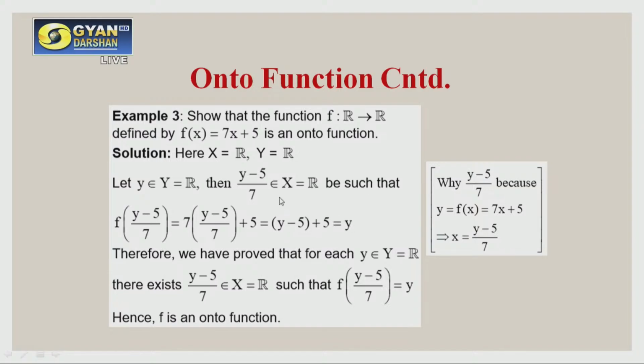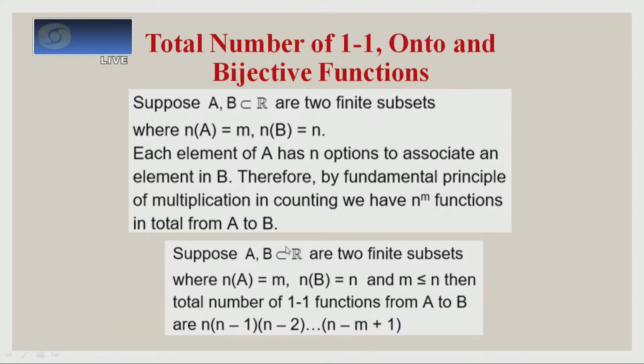So if I consider any y, I find a mother, I find a daughter. I started with a mother y, and I find that (y - 5)/7 is her daughter, which means for each mother I have a daughter. So this is an onto function.